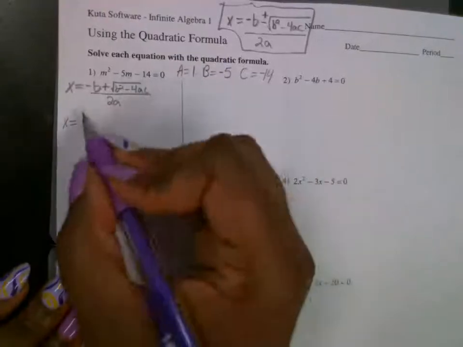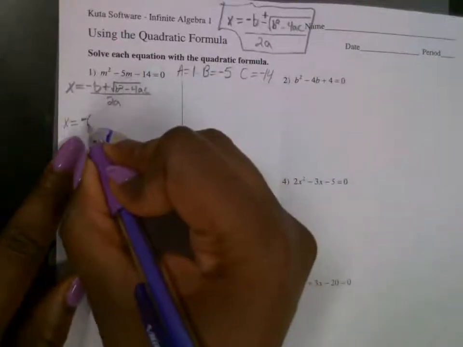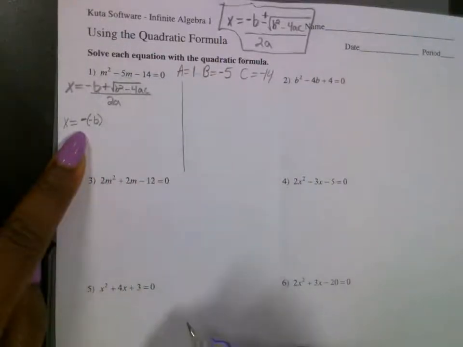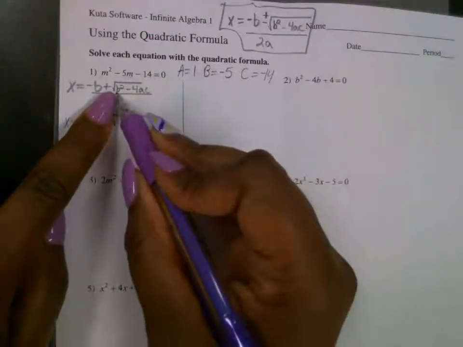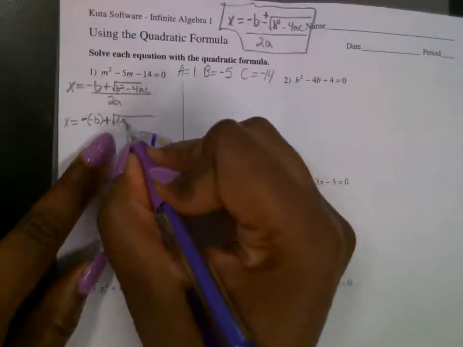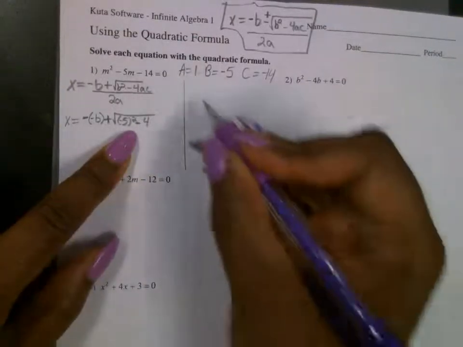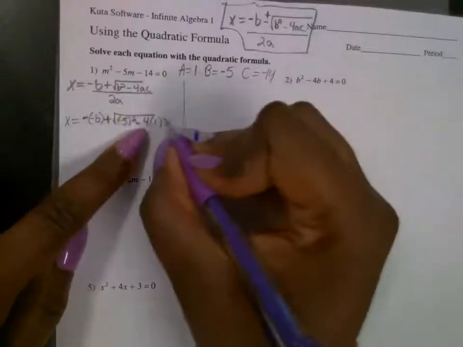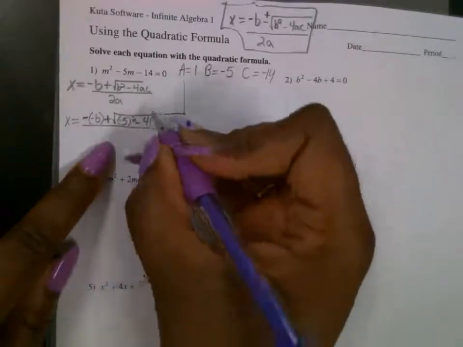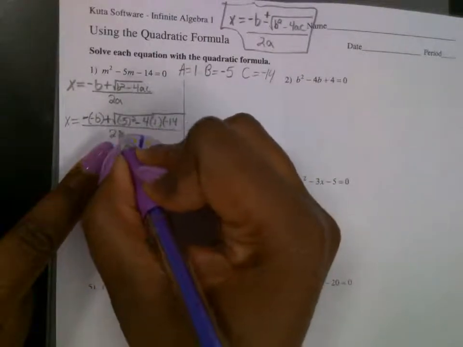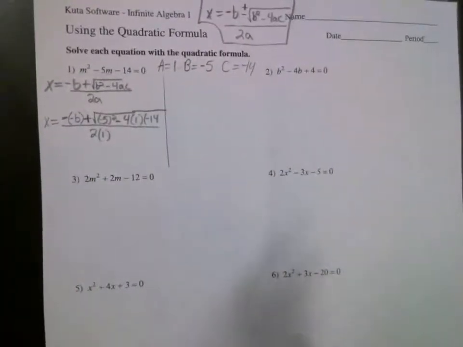Yeah. All right. Okay, so now we have a negative. We're going to replace B with -5. So in parentheses here, I got -5, plus square root. I'm going to replace B again with -5. So that's -5 squared, minus 4. A is 1 and C is what? -14. All of this divided by what number? 2 times 1. Any questions about that? All I did was substitute.